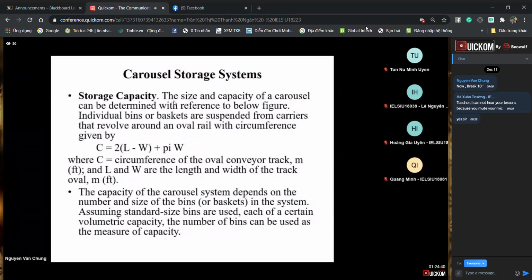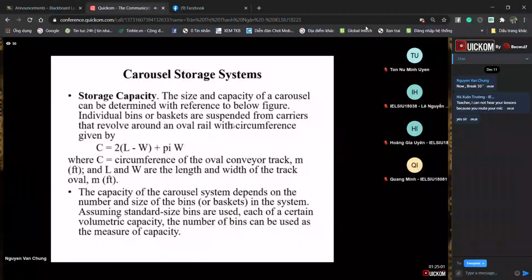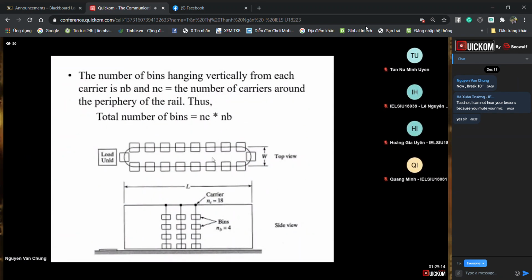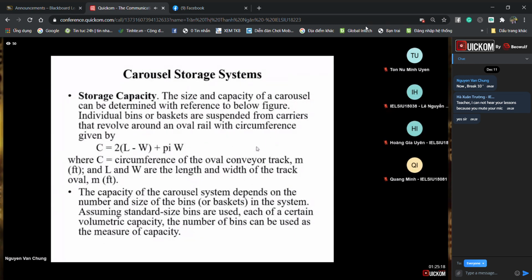Now, storage capacity. The size and the capacity of the carousels can be determined with reference to the figure below. In this, bins or baskets are suspended from the carriers that are moved around and over the rails with the circumference given. The circumference is 2 times length minus W plus pi W, where pi equals 3.14.